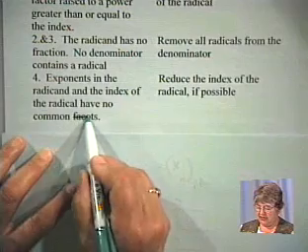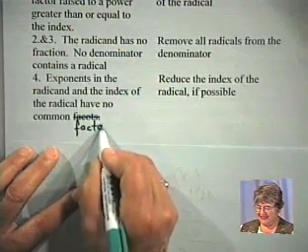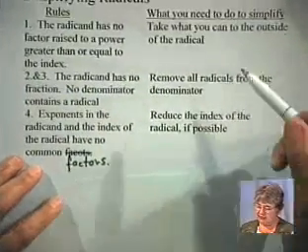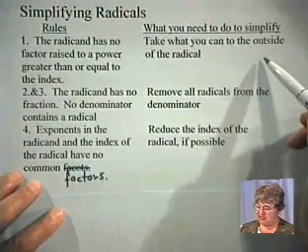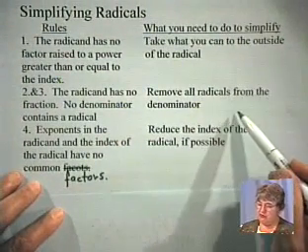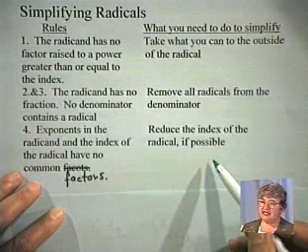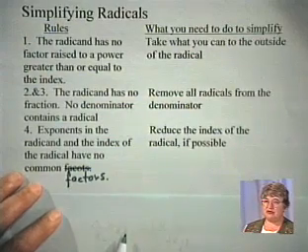Rules in simplifying radicals: take what you can, whatever factor you can, to the outside of the radical. Remove all radicals from the denominator and reduce the index of the radical if possible.